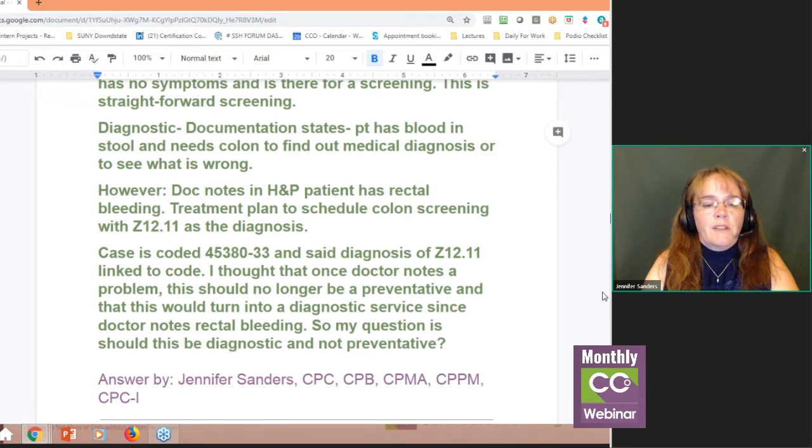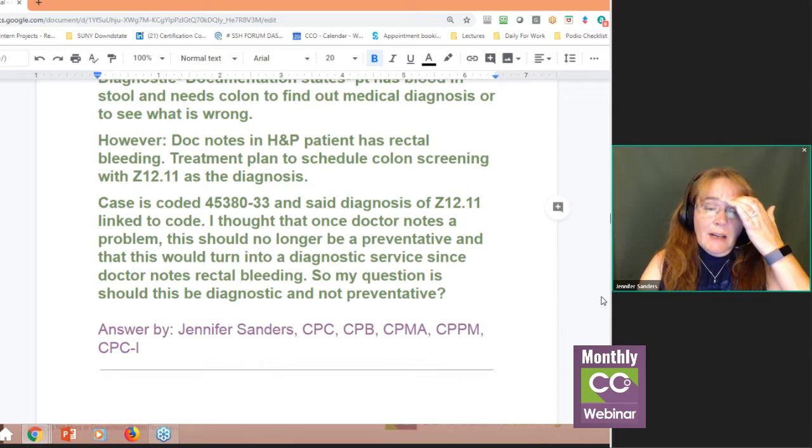So the case wound up being coded with 45380 with a 33 modifier, and we're going to go over all this. And their diagnosis was the screening. But their question is, well, if the doctor said there was a problem, they had rectal bleeding, why is it a screening? So should it be diagnostic or should it be the preventive screening? So we're going to kind of break this down a little bit.